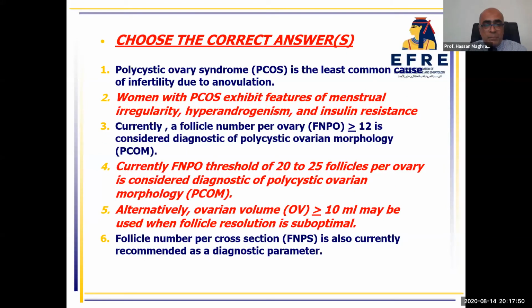Okay. So the correct answers are in red. Women with PCOS exhibit features of menstrual irregularity, hyperandrogenism, and insulin resistance. And currently, a follicle number per ovary threshold of 20 is needed for diagnosis. And if this is not possible because of the machine or because of the lack of access to vaginal ultrasound, an ovarian volume more than 10 ml by ultrasound is accepted as a criterion for PCOS, PCOM.